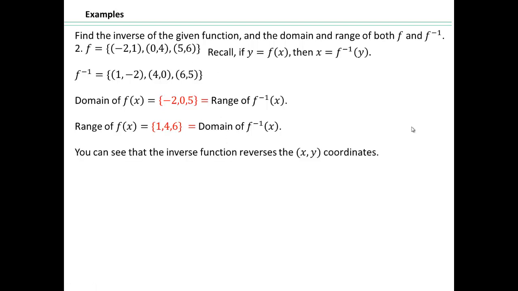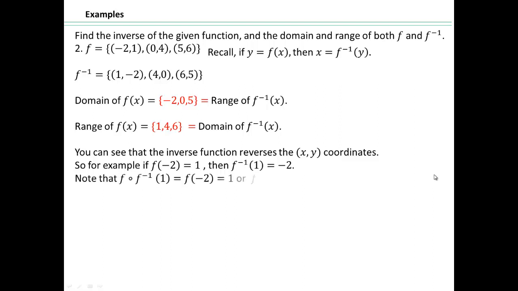So you can see that the inverse function reverses the x, y coordinates. So for example, f inverse of 1 is -2 because f of -2 was 1. You understand? Let's do composite functions. F composite f inverse. When 1 goes in, -2 comes out. -2 goes into f and the output is 1. And the same thing happens if you plug in -2. F of -2 is 1, and f inverse of 1 is -2.